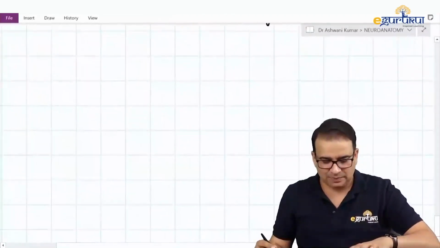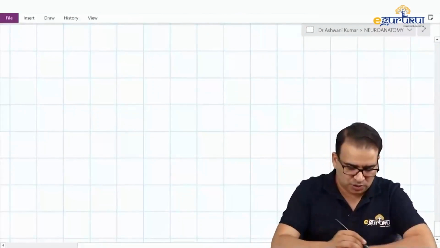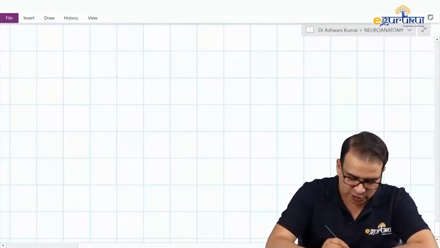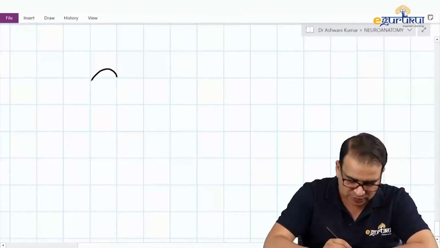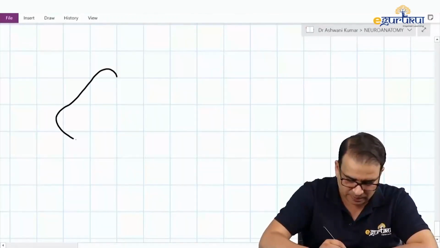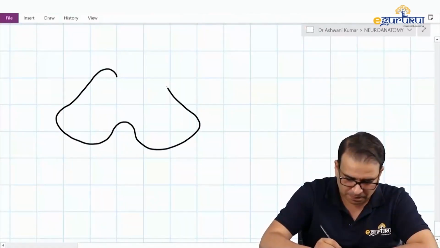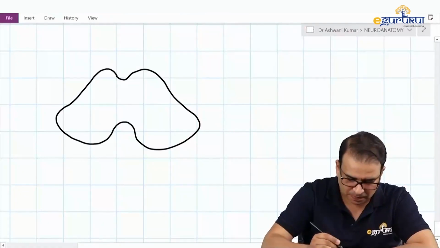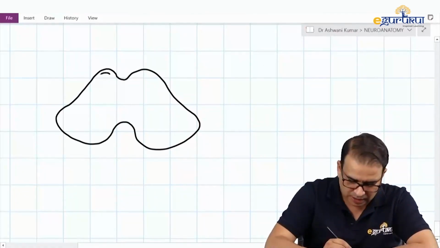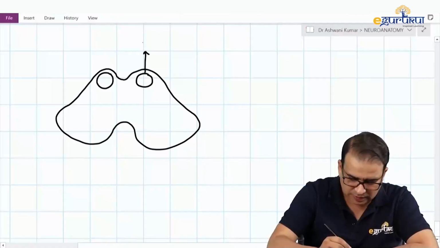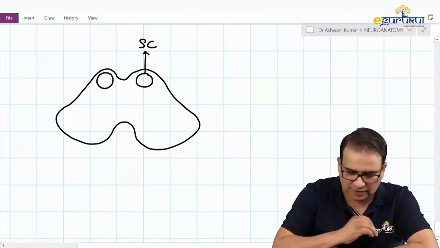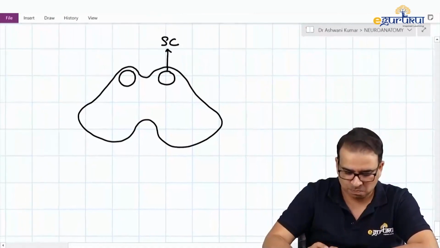So to understand this comparison, let me ask you to roughly draw this transverse section of the midbrain, guys. That's how it goes. This is the transverse section of the midbrain. And let us say that section is taken at the level of the superior colliculus. That's important for us.